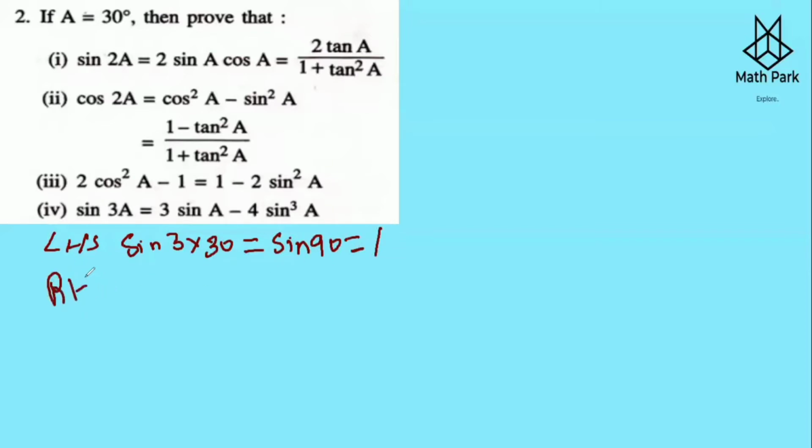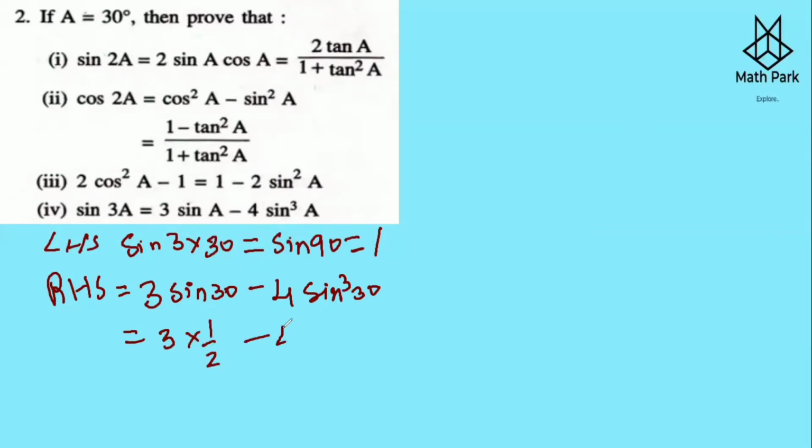So now let us start with the RHS. RHS of this question is 3 sine A minus 4 sine cube A. So that is 3 times sine 30 minus 4 times sine cube 30. So let us put the values now. Sine 30 is half. So 3 into 1 by 2 minus 4 sine cube 30, that is 1 upon 2 and then the cube of this.